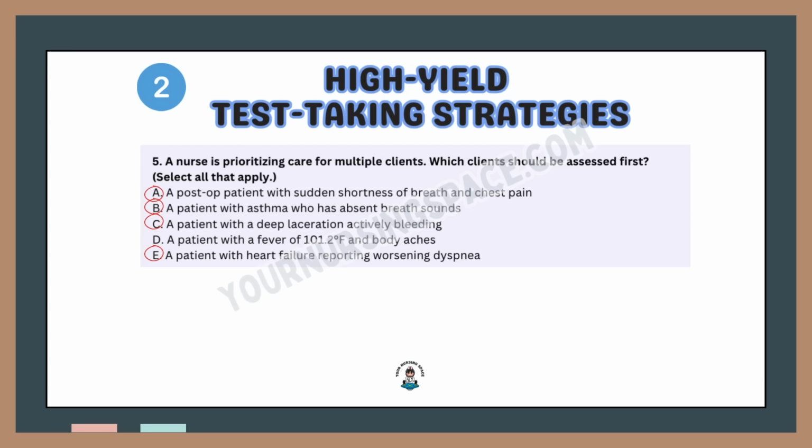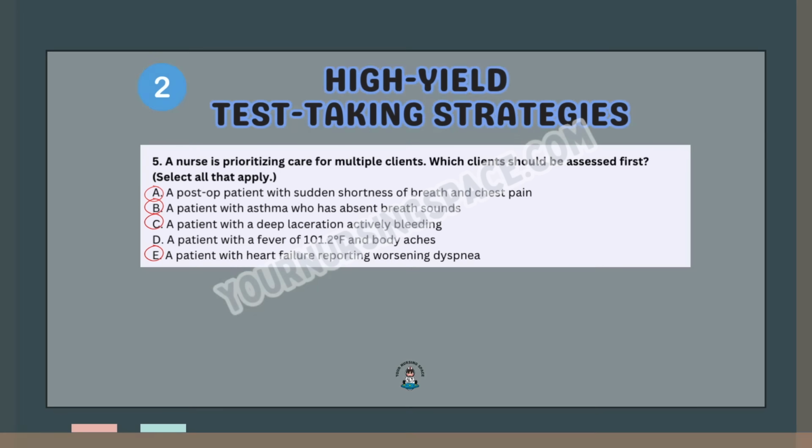These all tie to ABC issues: possible pulmonary embolism, airway obstruction, bleeding, and respiratory failure. The fever in D is worrying, but it's not an immediate life threat like the others. So there you go. These strategies, ABCs, Maslow's, ADPI, SATA tricks, and NGN tips are your secret weapons. They'll help you cut through the NCLEX chaos and come out on top.